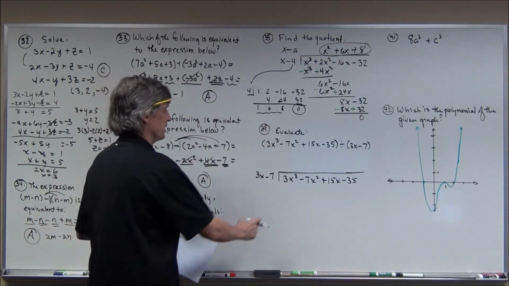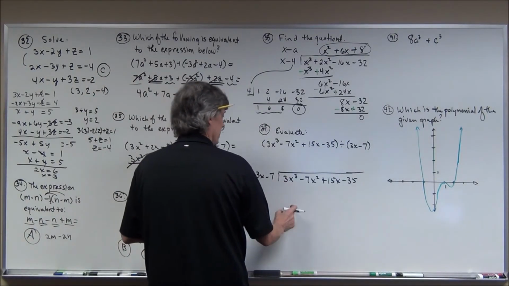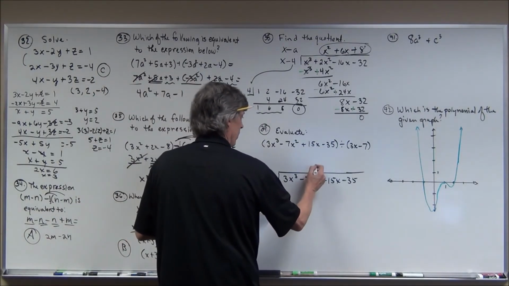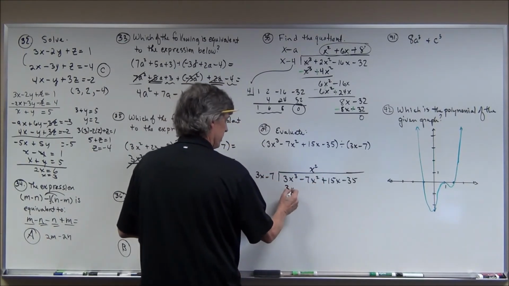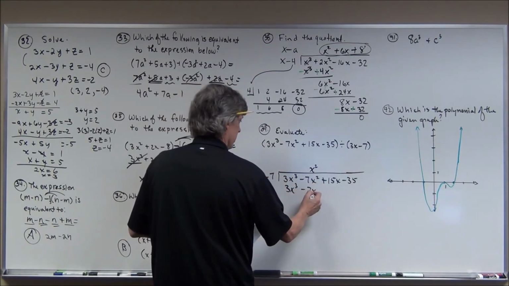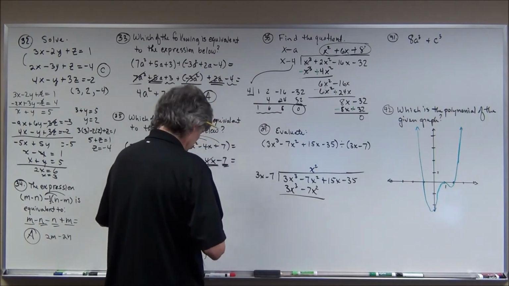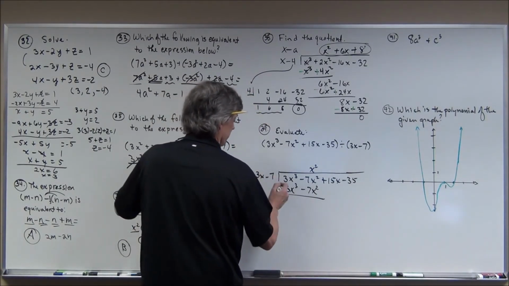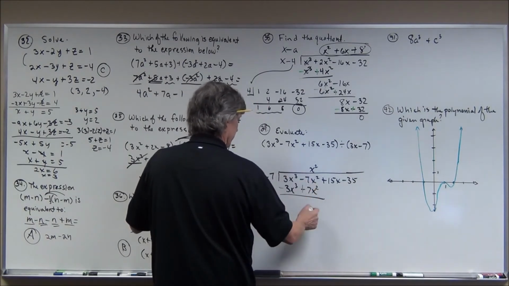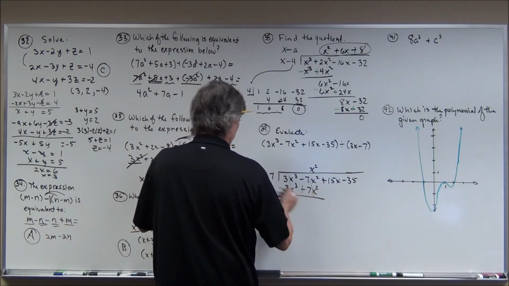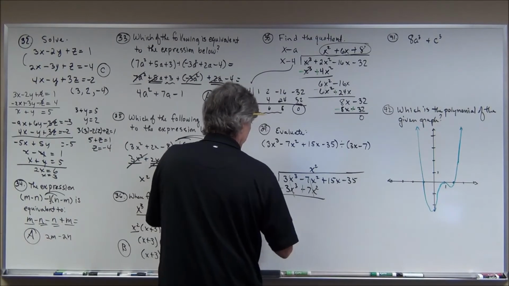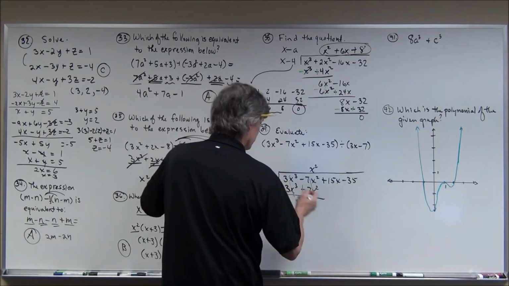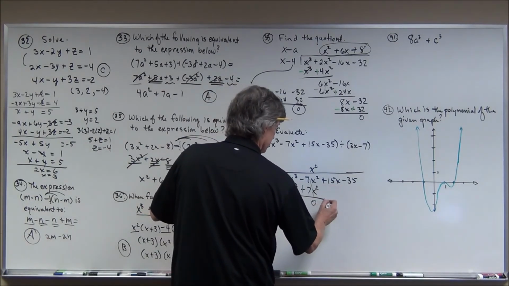What times 3x gives me 3x to the third? That would be x to the second. 1x to the second. Then I multiply. Then I subtract, or as I mentioned before, add the opposite. So this becomes a negative, this becomes a positive. I add straight down. Whoa, everything cancels here. So I don't just bring down the next term, I bring down the next two terms.